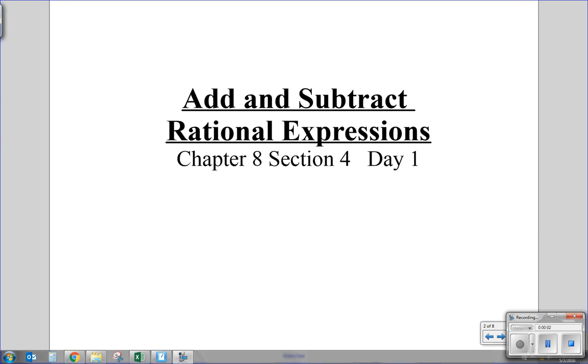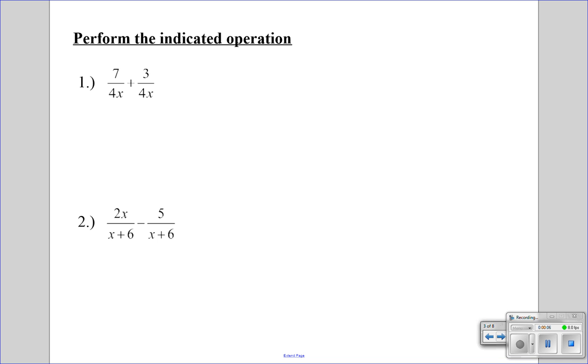We'll be talking about adding and subtracting rational expressions. When we add and subtract fractions, we have to have the same denominator. In number 1, we have the same denominator, so all we have to do is add the top, which is 10, and keep the denominator, which is 4x. If you can simplify, you can go ahead and simplify, so you get 5 over 2x.